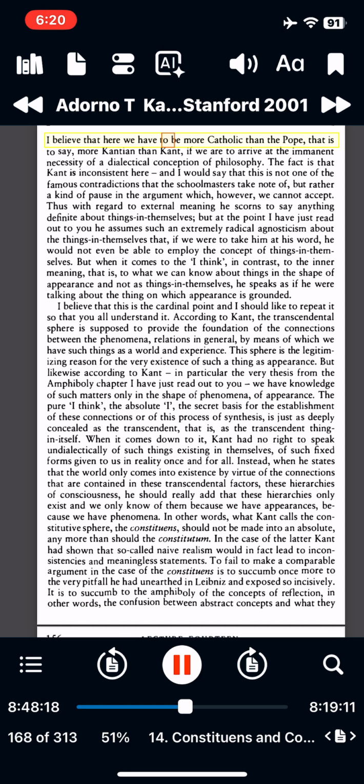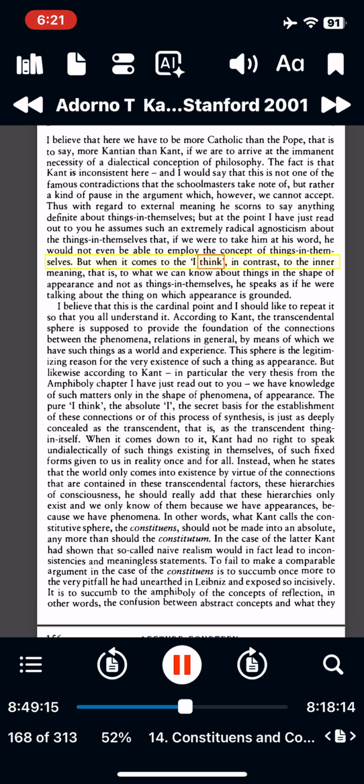I believe that here we have to be more Catholic than the Pope, that is to say, more Kantian than Kant, if we are to arrive at the imminent necessity of a dialectical conception of philosophy. The fact is that Kant is inconsistent here, and I would say that this is not one of the famous contradictions that the schoolmasters take note of, but rather a kind of pause in the argument which, however, we cannot accept. Thus, with regard to external meaning, he scorns to say anything definite about things in themselves. But at the point I have just read out to you, he assumes such an extremely radical agnosticism about the things in themselves that, if we were to take him at his word, he would not even be able to employ the concept of things in themselves.